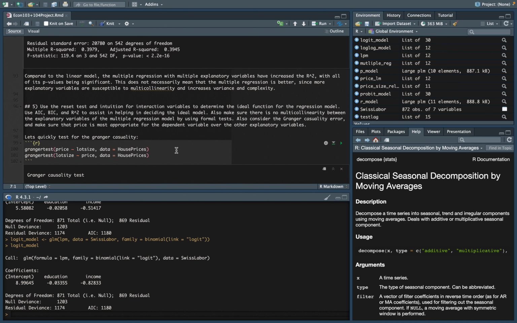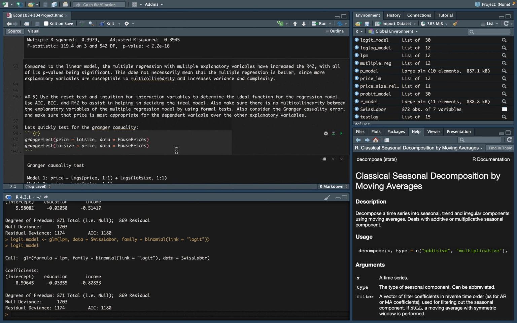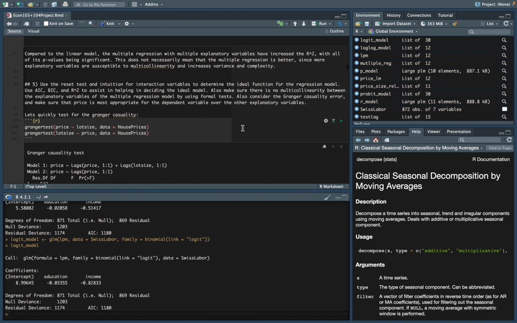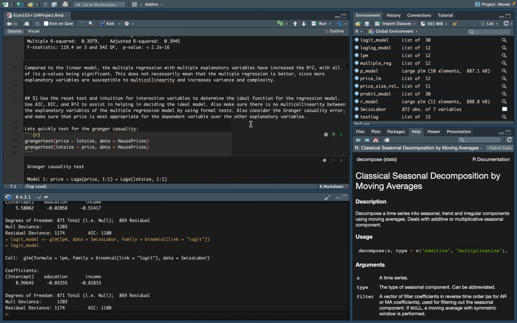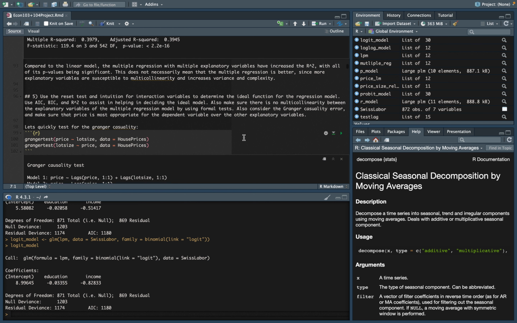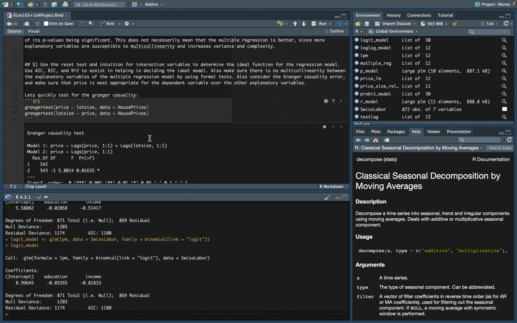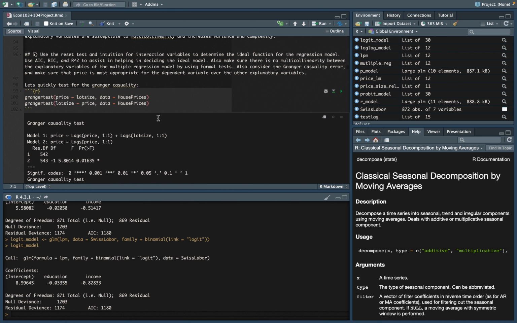And what I'm going to do now is use several components to determine the most ideal multiple regression model based on the Granger test, the AIC, BIC, the reset test, all of the stuff that I've actually gone over before this. So the first thing I want to do is look at the Granger test where I regress just lot size onto price and the reverse.